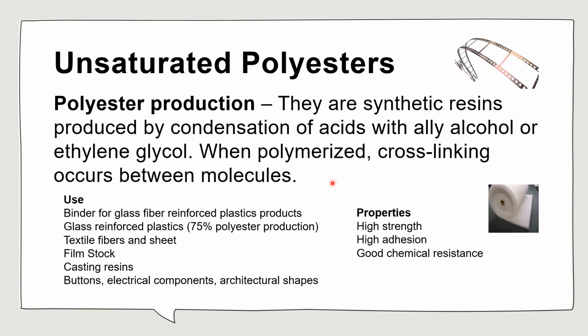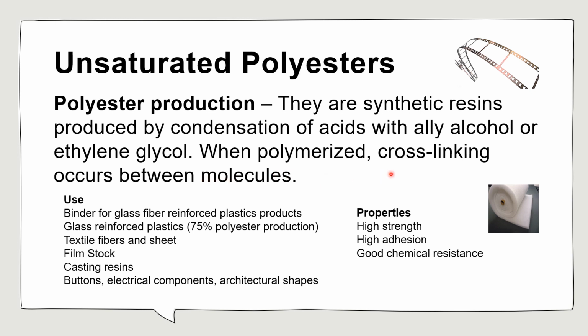The next group is your unsaturated polyesters. When you look at the production, they're just synthetic resins. You produce them by condensation of acids, and we use allyl alcohol or ethylene glycol in the condensation of acid. Again, we're going to go light on the chemistry because we're not in chemical engineering technology. We're in industrial technology, where you deal with machines, making, or management, or business.